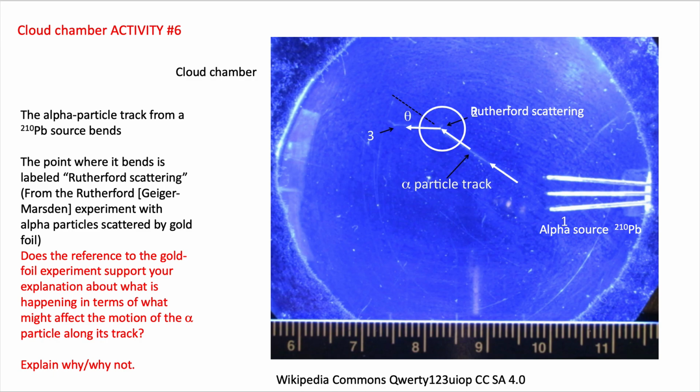And we're talking about the name Rutherford scattering. So we're looking at the deflection that's occurring, and does the reference to a gold foil experiment support your explanation for what was happening because of the deflection in the track of the alpha particle? And again, pause to answer that question.